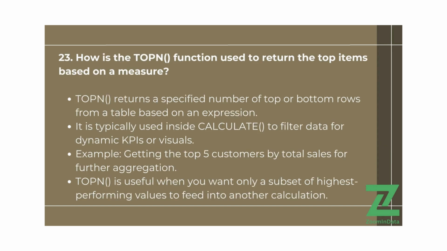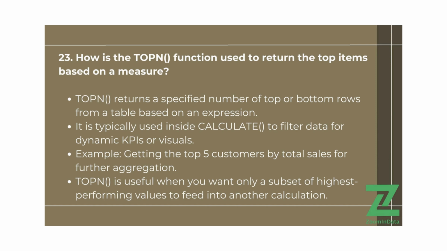23rd question. How is the TOPN function used to return the top items based on a measure? TOPN returns a specified number of top or bottom rows from a table based on an expression. It is typically used inside CALCULATE to filter data for dynamic KPIs or visuals.